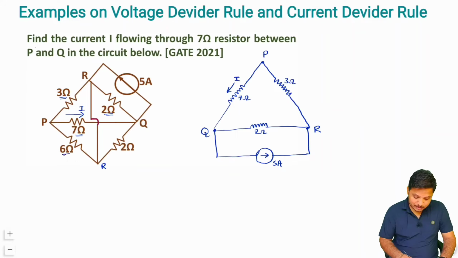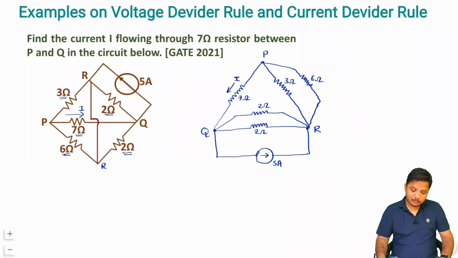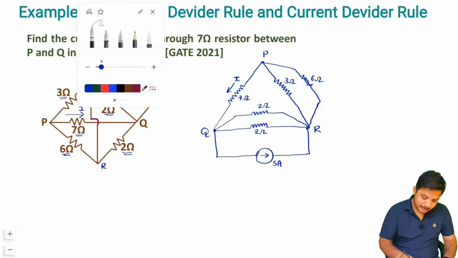Now this 6 ohm resistor is between P and R. So this is P and this is the R terminal in which we connect resistance 6, and one more resistor of 2 ohm is between Q and R. So this is the Q terminal and this is the R terminal. Let me connect a 2 ohm resistor between these two. Now we can easily solve this question once we identify the resultant of this circuit.